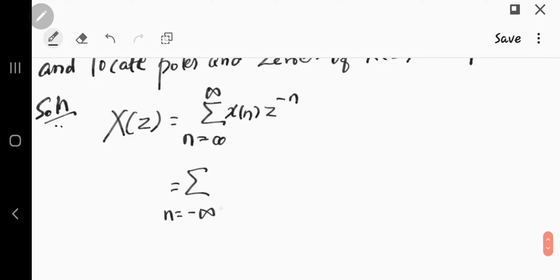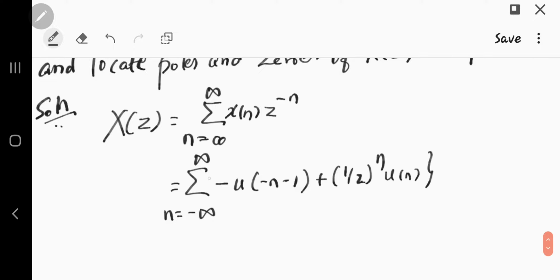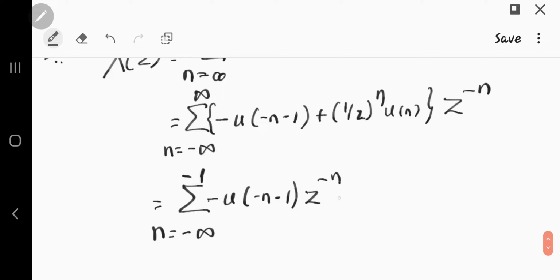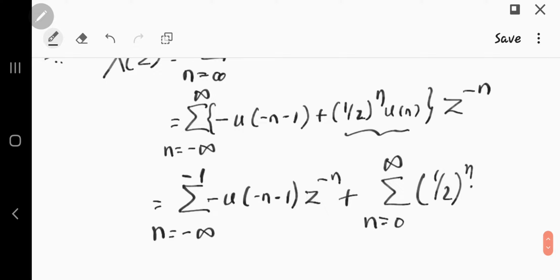Summation n is equal to minus infinity to plus infinity of minus u of minus n minus 1 plus 1 by 2 to the power of n into u of n, z to the power of minus n. So you can split this because this is present for summation n varying from minus infinity to minus 1, u of minus n minus 1 z power minus n, plus this term is present for n is equal to 0 to infinity, 1 by 2 to the n, u of n z power minus n.